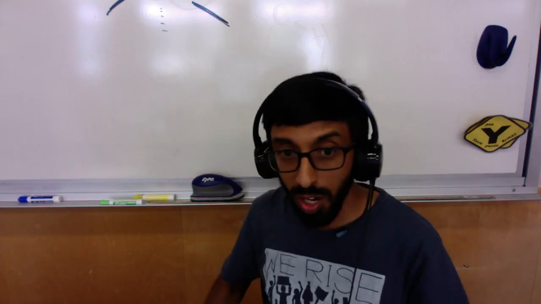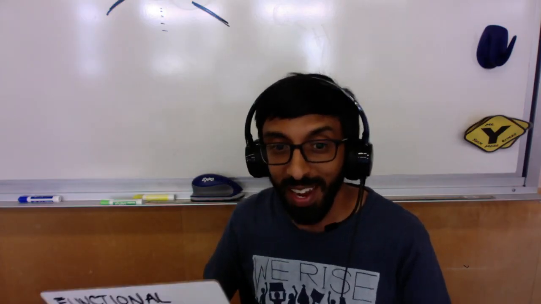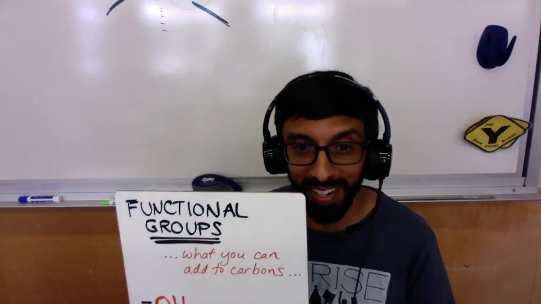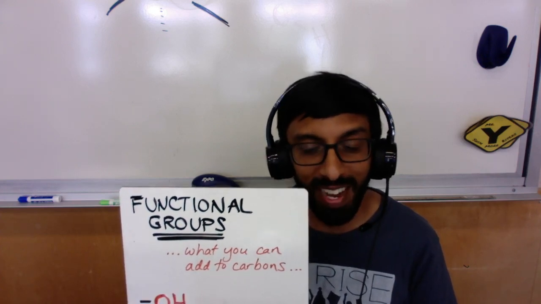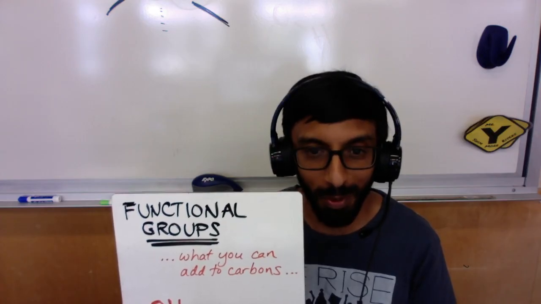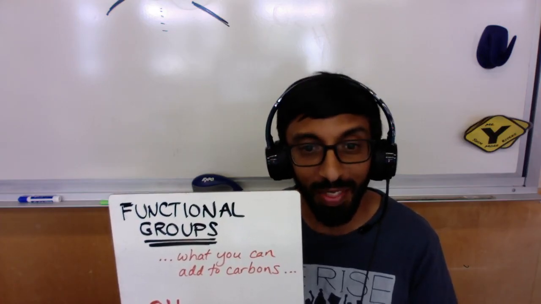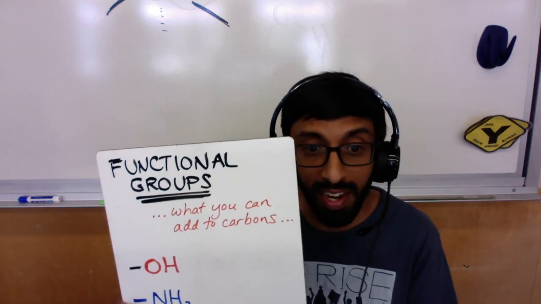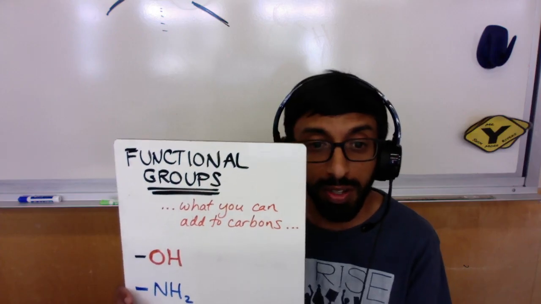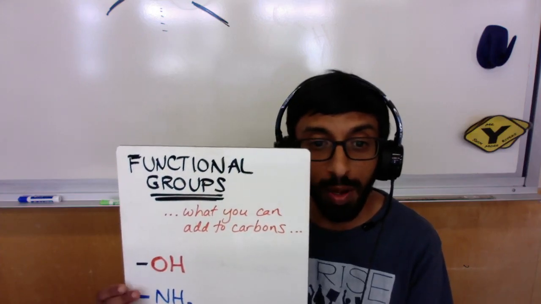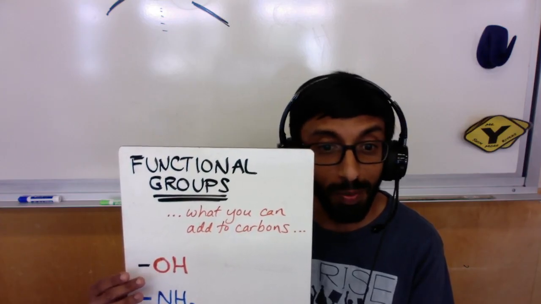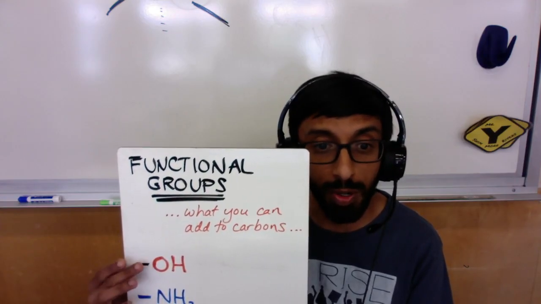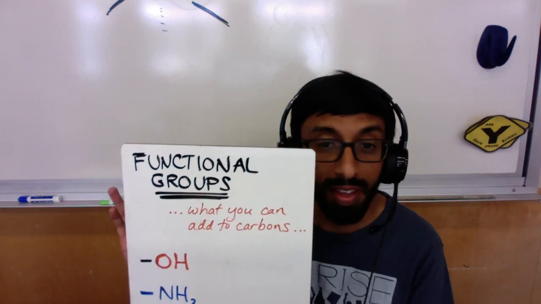So we're going to start with things you can add to carbons, and we're going to call these things functional groups. And again, I'm using high technology here, a little handheld whiteboard. The first one you need to know is just adding an OH group. That is called a hydroxyl. Hopefully you realize that this thing here is a hydroxyl added to a carbon. So that's going to be a C to an O and then an O to an H. That's going to be polar.